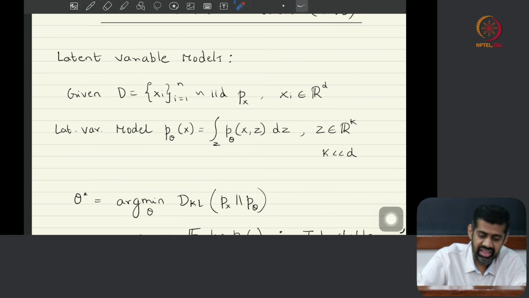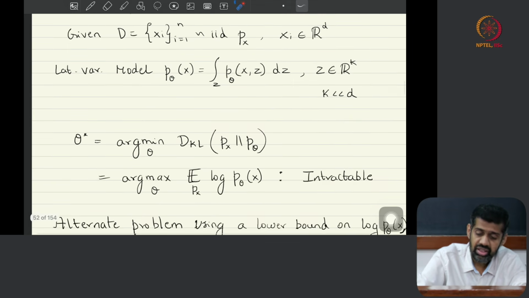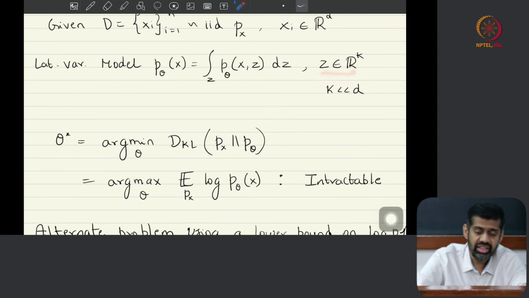The setting is exactly the same, that we have n data samples that are sampled IID from an unknown distribution, and these are random variables in d-dimensional Euclidean space. We define the latent variable model as all those class of models where there is an extra hidden variable that is introduced. The model is defined as the marginal over the joint distribution between the latent variable and the data variable, integral p theta x comma z, where z is the latent variable.